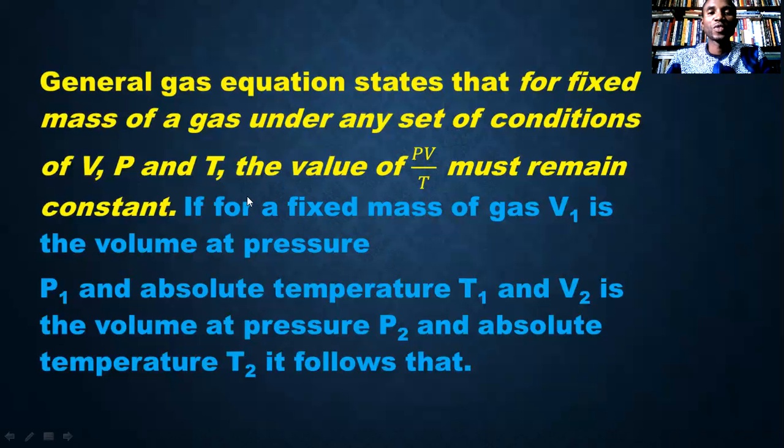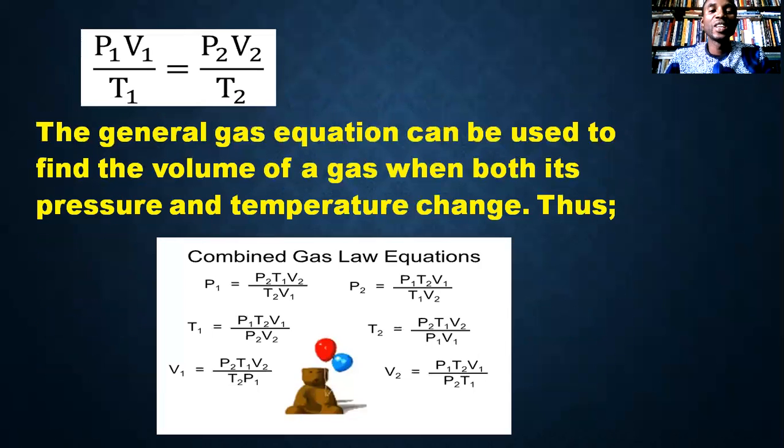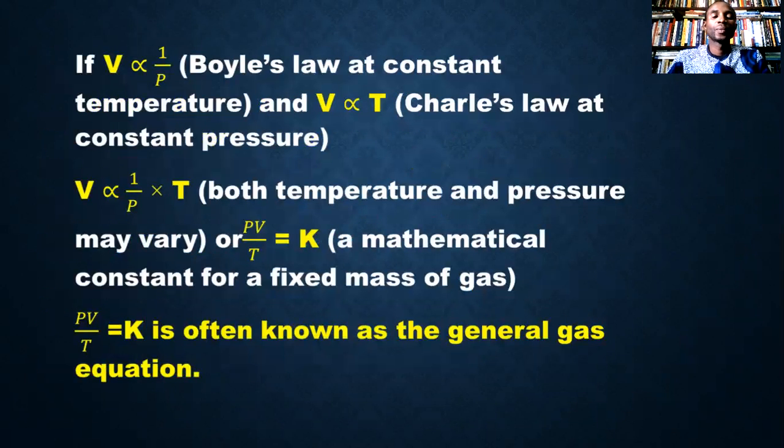Now, what we are trying to say in this general gas equation is that if we have a fixed mass of gas, let's say a gas that has a volume V1 at a particular pressure P1 and absolute temperature T1, then the volume V2, pressure P2 and absolute temperature T2 will follow this particular formula. What we are saying is that V varies inversely as P, and V also varies directly as T, which is Boyle's law and Charles's law.